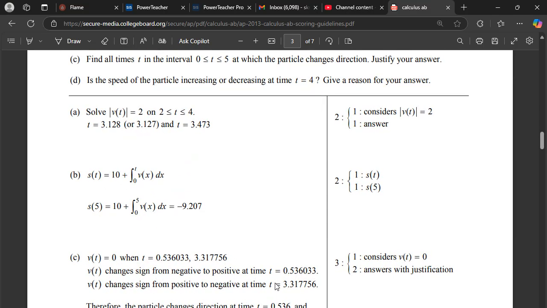Okay. Yeah, so actually, it looks like if you only put one answer there, you would not have gotten any points for part A. So the scoring guide says considers that the absolute value of velocity equals 2. We wrote that v of t equaled 2 or negative 2. So we considered that. We're good. And we had our answers, and those match our answers.